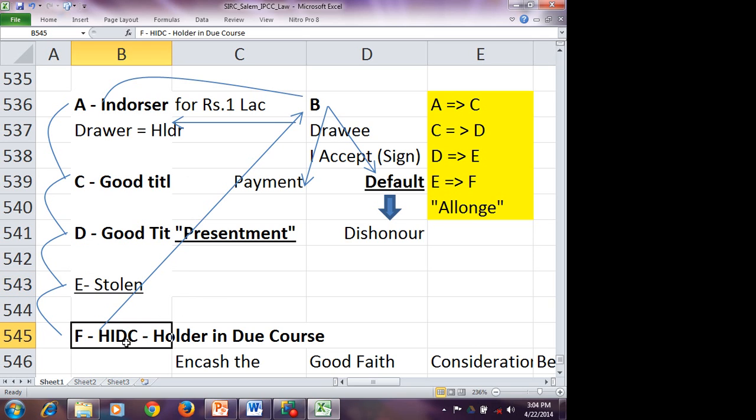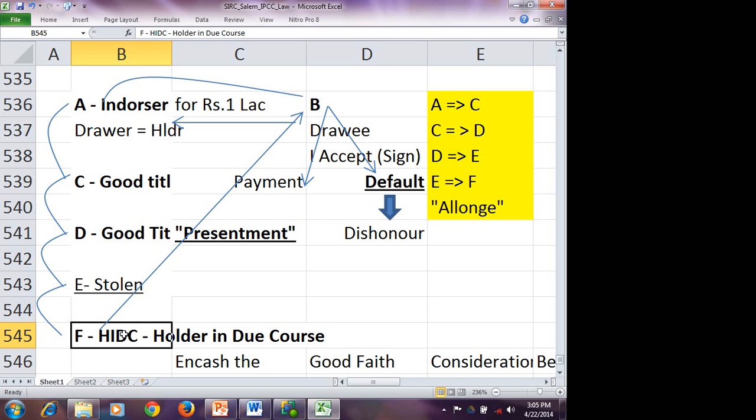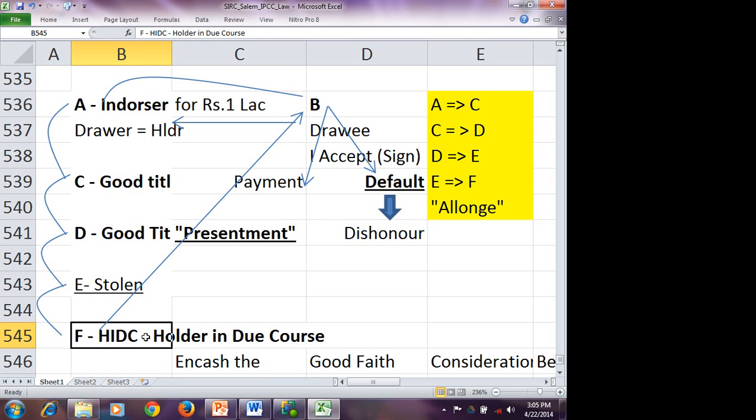Now F receives the instrument. E owes some amount to F. So he has stolen the instrument. He passes on this instrument to F by writing on the back side of the instrument, paid to F and so on, or to his order. F receives the instrument in good faith, for a consideration because E owes an amount to F. To square up that particular amount, he receives an instrument before maturity, and thereby he is a holder in due course.